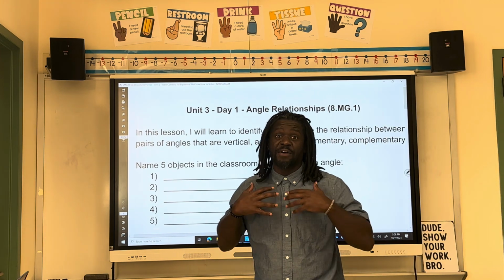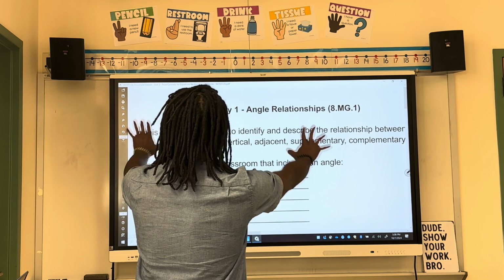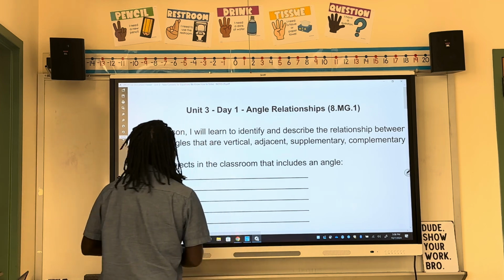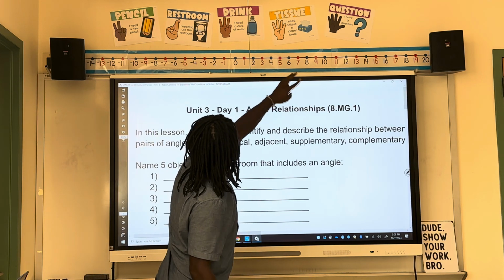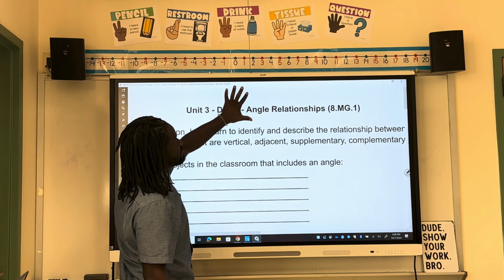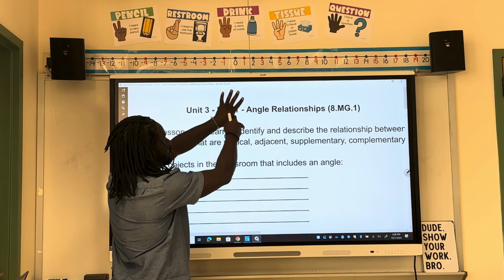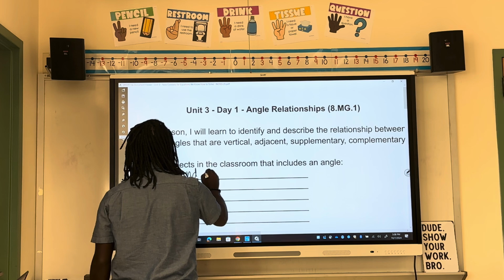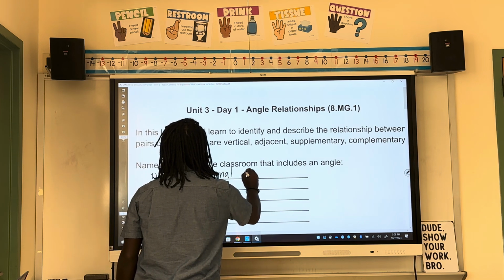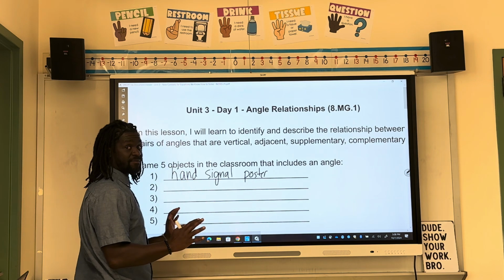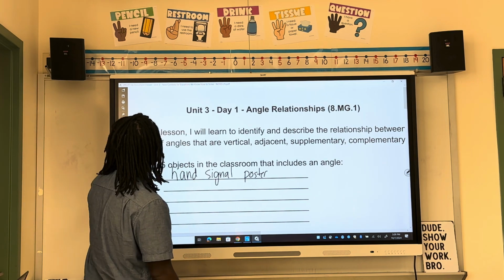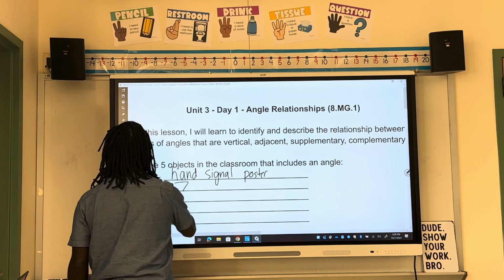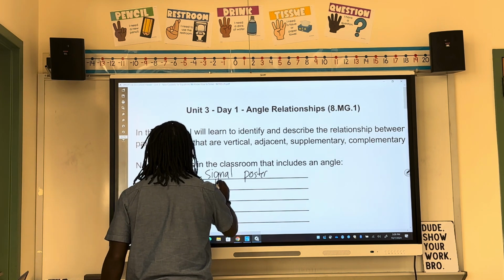All right, for my 5 objects, I'm only going to pick things that you can see on the screen. The first object I want to point to are the hand signals, particularly the question one, that has his hand raised. The pointer finger and the thumb sort of make an angle. So the first is the hand signal poster. Again, you don't have to have these, but I want to just point these out. The second one is the number 7 on the number line, which also has an angle.